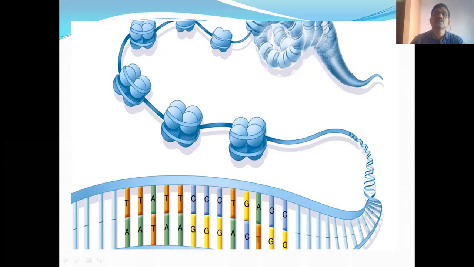This is also chromatin, and this is the compact type of chromatin, which is known as heterochromatin. This heterochromatin is not found in the process of transcription, or in the formation of messenger RNA in protein synthesis.